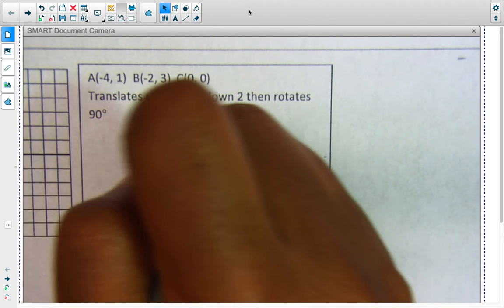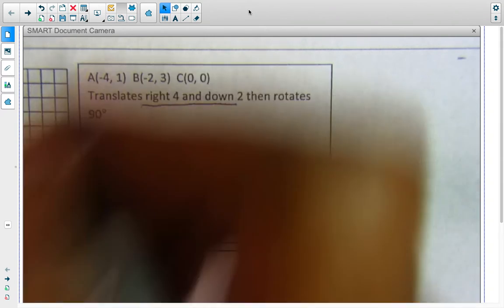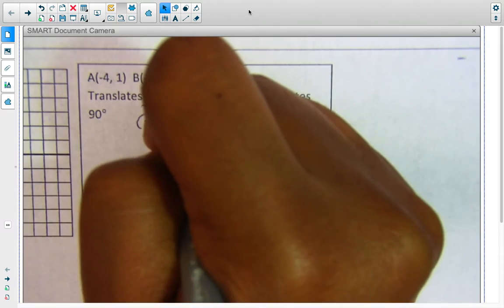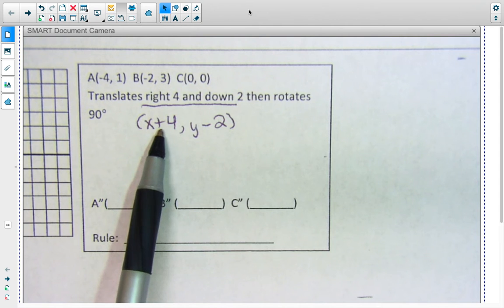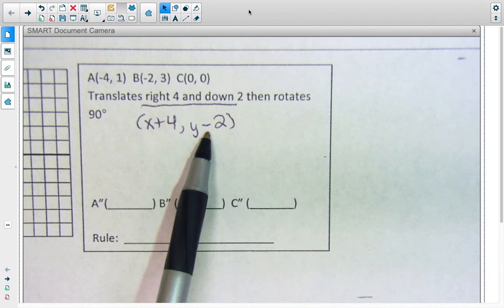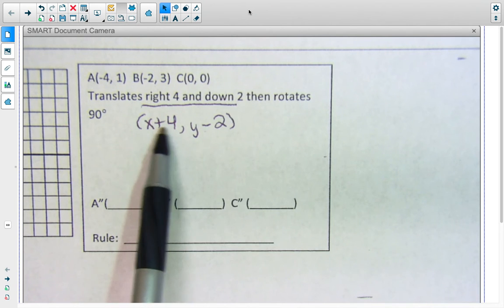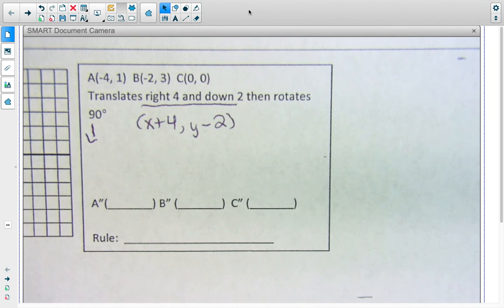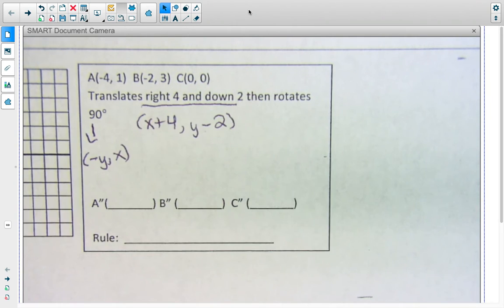So let's start here. What is our rule if we translate right 4 and down 2? That's a slide. I'm going to the right, so that's going to be positive. And then I'm going down 2. Moving positive or negative is your x, and moving up or down is your y. Since I'm moving down, that's a negative. Since we're going to the right, those are your positive x coordinates. That's going to be x plus 4. If I rotate 90 degrees, our rule for rotating 90 degrees is (-y, x).